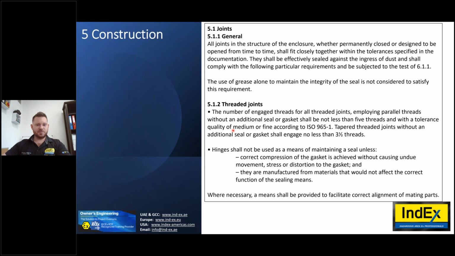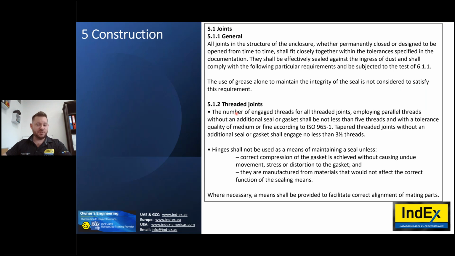Okay, the joints. So the face between the surface enclosure or the cover and the body of the device. All the joints of the enclosure, whether permanently closed or designed to be open from time to time, shall fit closely together within the tolerances specified in the documentation. They shall be effectively sealed against the ingress of dust, and probably water too, and shall comply with the particular requirements specified in the testing requirements of 60079-0. The use of grease alone to maintain the integrity of the seal is not considered to satisfy this requirement.